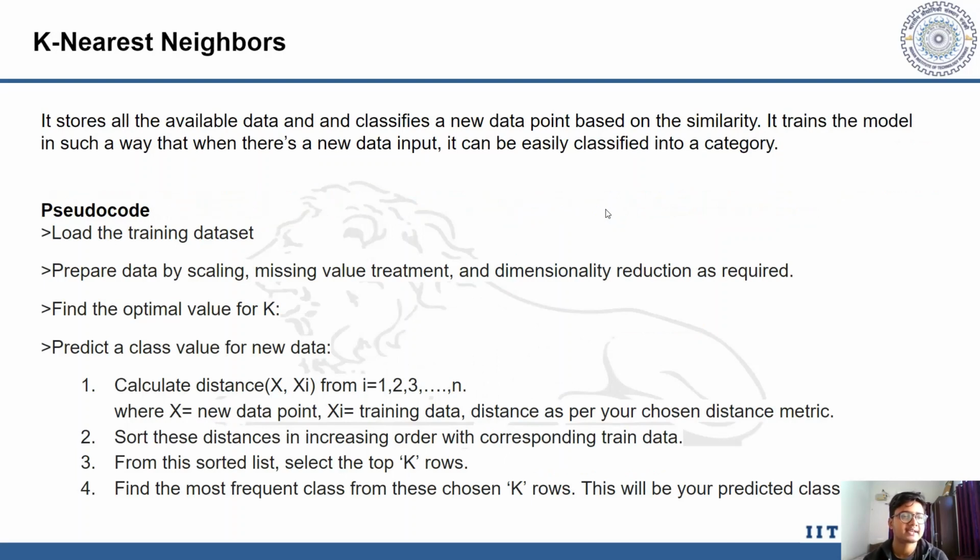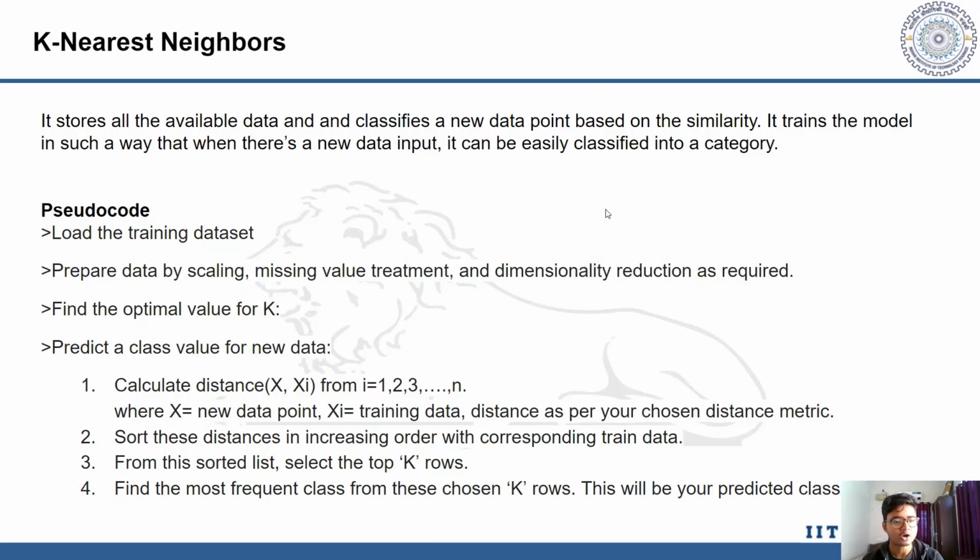The third one is k nearest neighbors. It stores all the available training data and classifies a new data point based on similarity. It trains the model in such a way that when there's a new data input, it can be easily classified into a category. Let us go through the pseudocode for this KNN system. First we load the training data set, and next we prepare our data by scaling, missing value treatment, and dimensionality reduction as required.